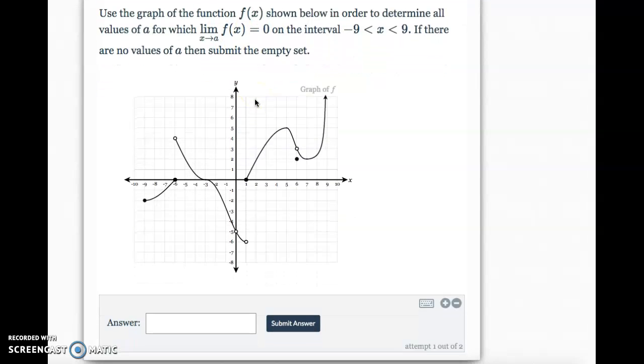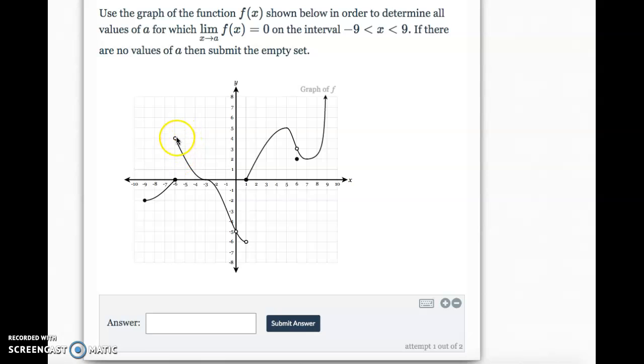So for example, if I'm looking around my graph, there's a couple of different places where I would be hitting 0, but it has to be the general limit. So for example, at negative 6, as x approaches negative 6, my left-hand limit is 0, but as x approaches negative 6 from the right-hand side, my limit is not 0. So I would not be able to submit negative 6 in here and get it correct. Instead, I'm going to look at other places where it seems my graph hits 0, but from the left and the right-hand side. That doesn't happen at negative 6.